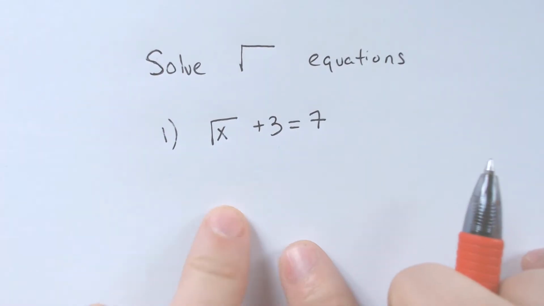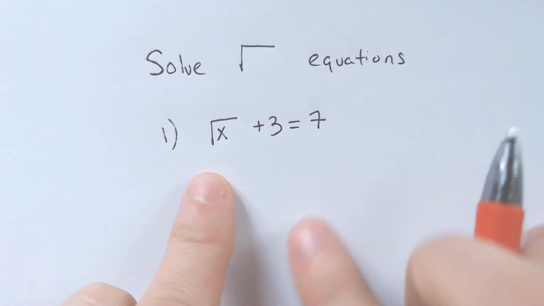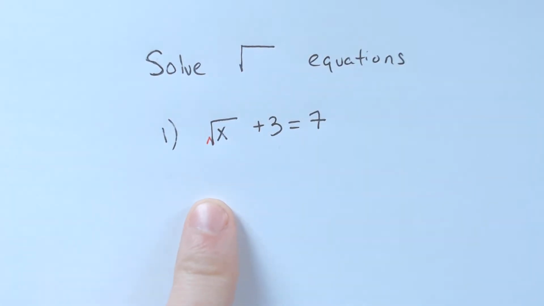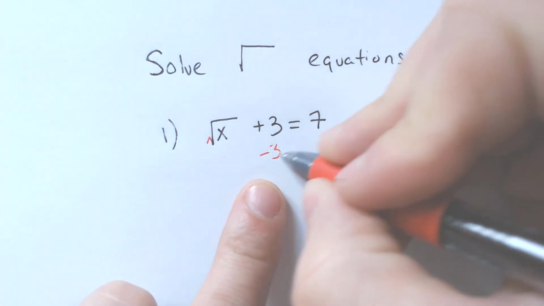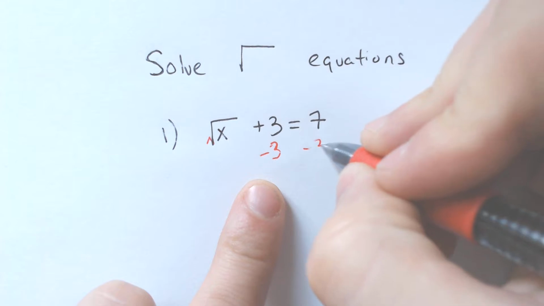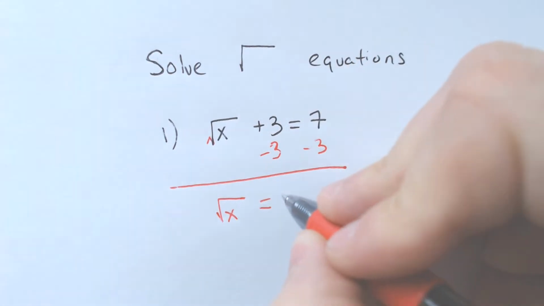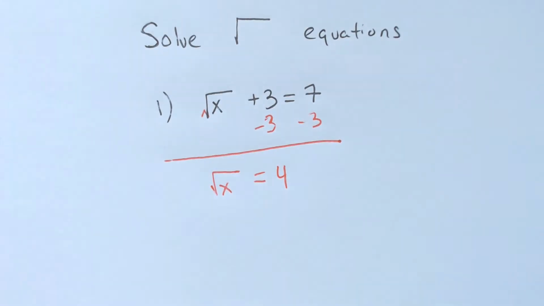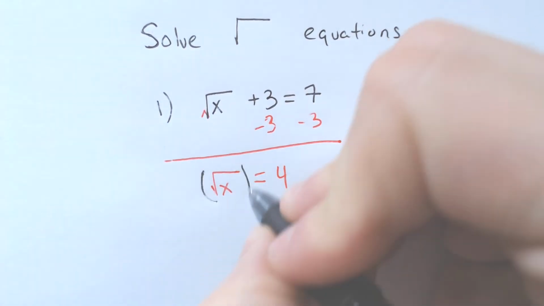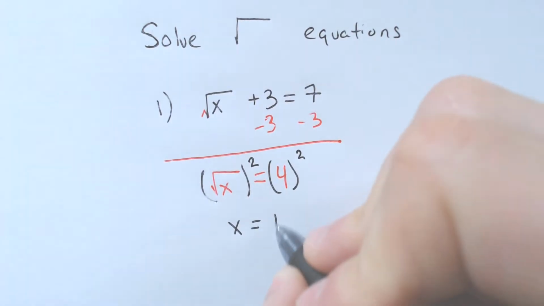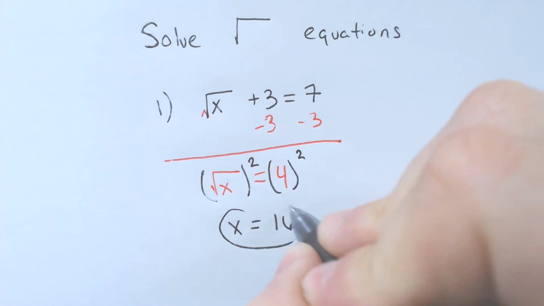Now the first thing you have to do to solve a square root equation is get that radical, that square root symbol, by itself. And normally that would be as simple as just subtracting 3 in this case. So if we subtracted 3 from both sides, we'd have the square root of x is equal to 4. And then you square both sides. To cancel out a square root, you would square both sides, and we would get x is equal to 16.